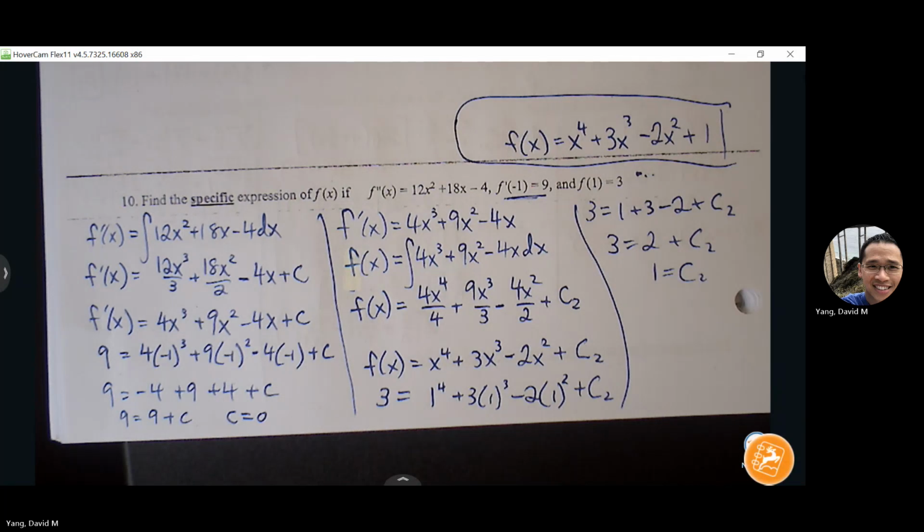Guys, if you need scratch sheet, use the formula sheets.